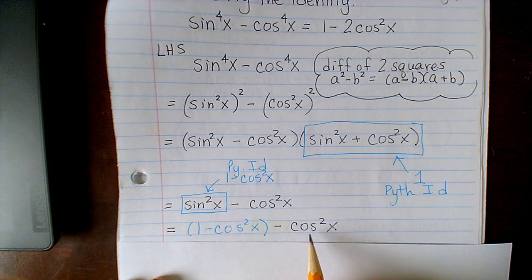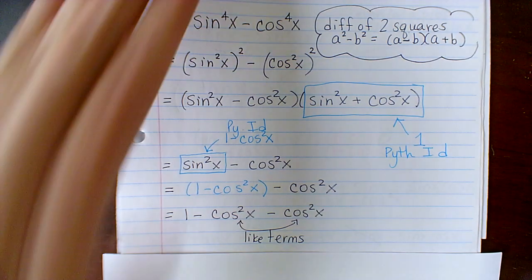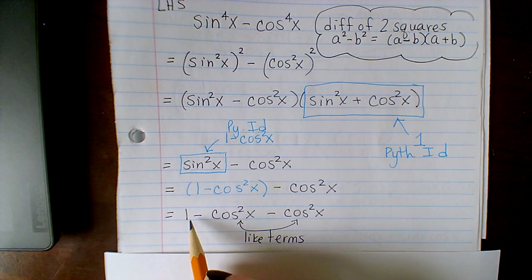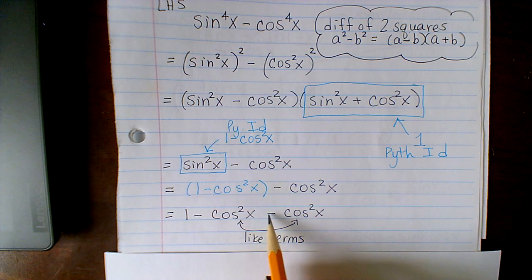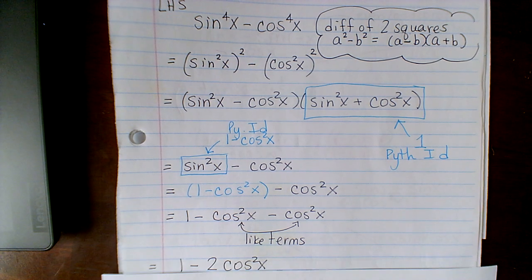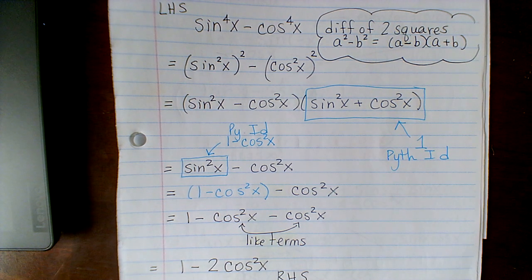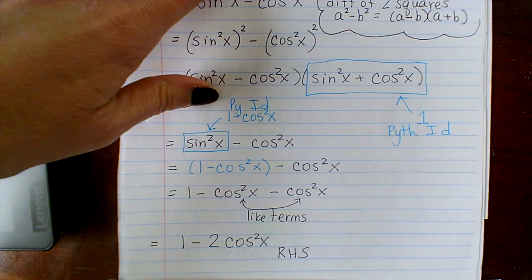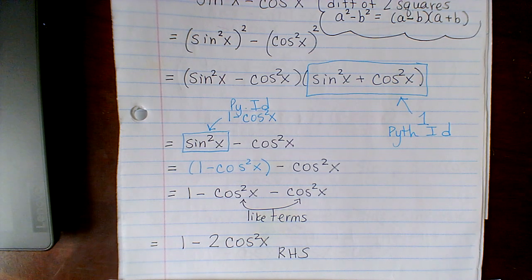When I do, those are like terms that I can combine. That minus 1 cosine squared minus another 1 cosine squared is a minus 2 cosine squared. So there we go. There's our right-hand side. And we're done.